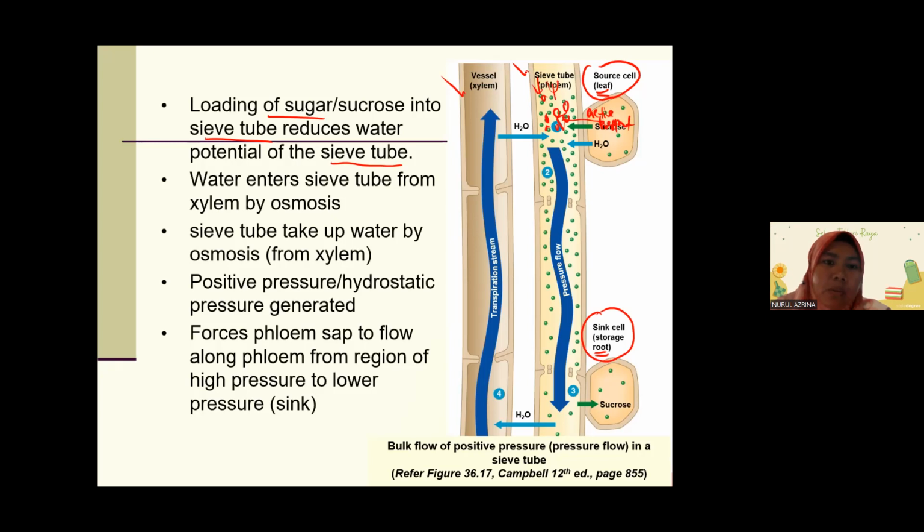Next, to increase the water potential inside the sieve tube, water will enter the sieve tube from the xylem via osmosis. Here in the xylem vessel, there is a very high water potential. So water from the xylem will diffuse into the sieve tube element via osmosis.